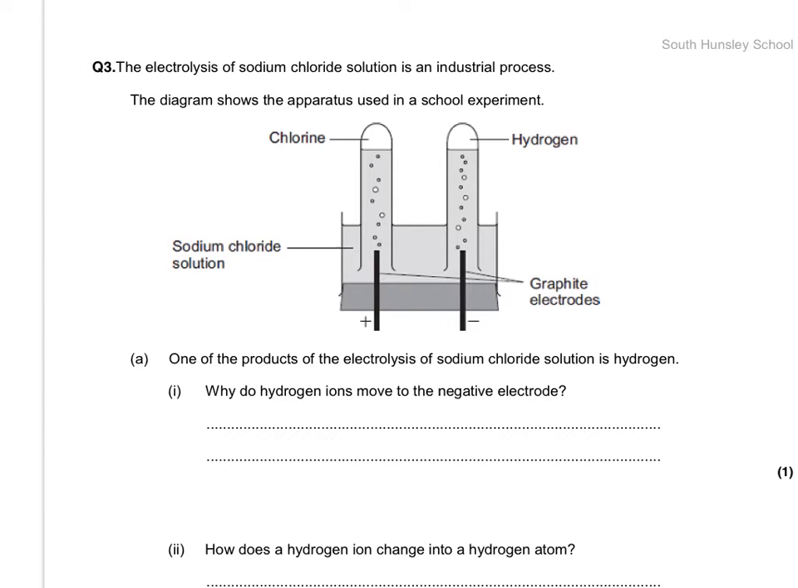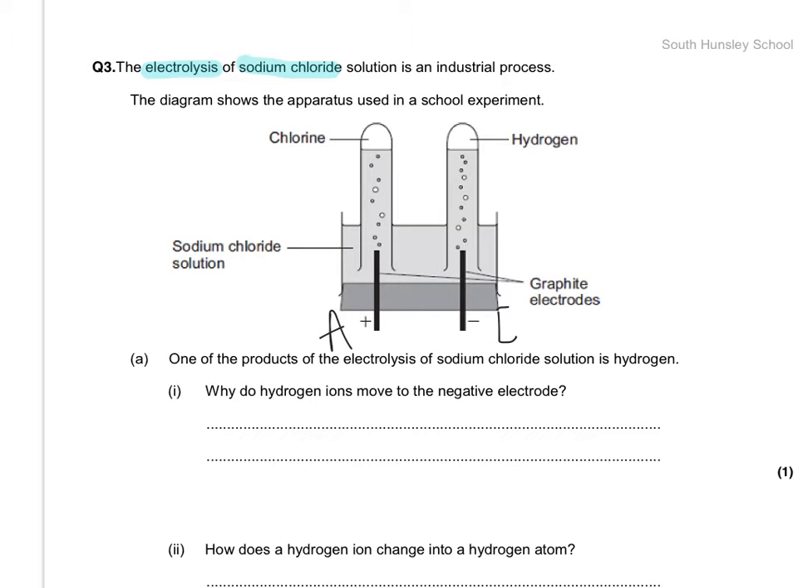In this question we're talking about electrolysis of sodium chloride. So if it's electrolysis, straight away we want to be thinking about ions. If we have the positive electrode, remember the positive one is known as your anode, so don't panic. Positive is anode, negative is your cathode.